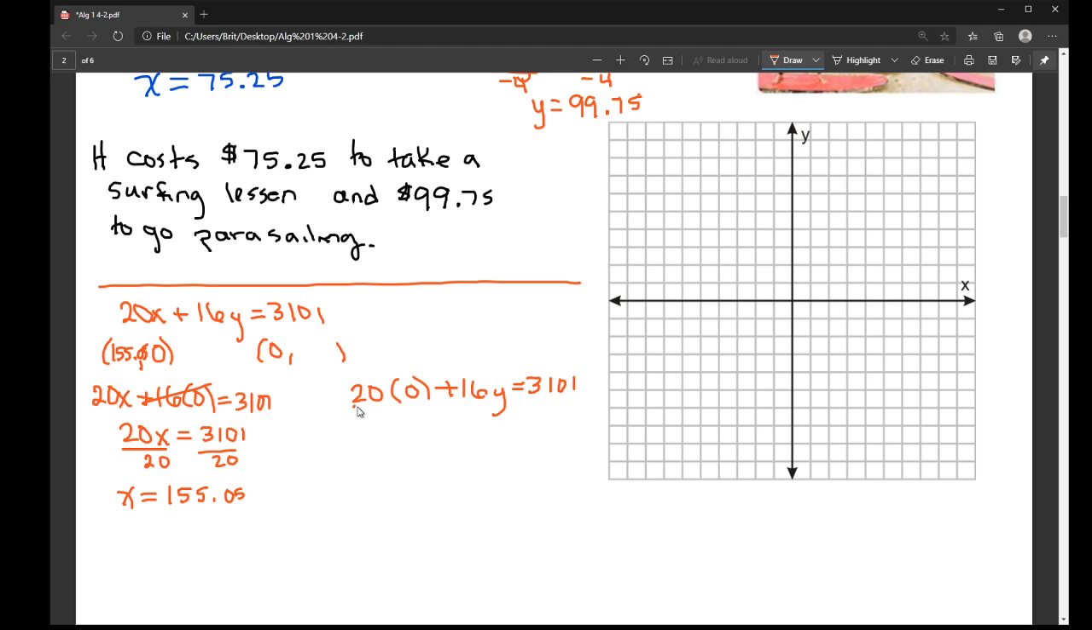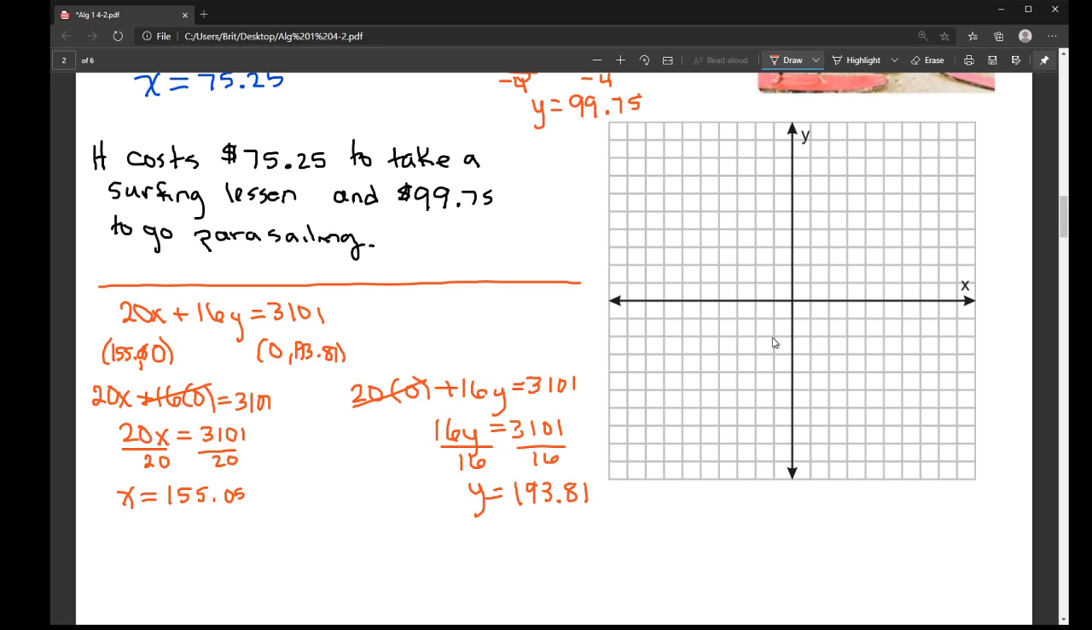So here, 20 times 0 cancels out, leaving me with 16y equals 3101. And when I divide both sides by 16, I get 193.81-ish. So that's what's going to go here.